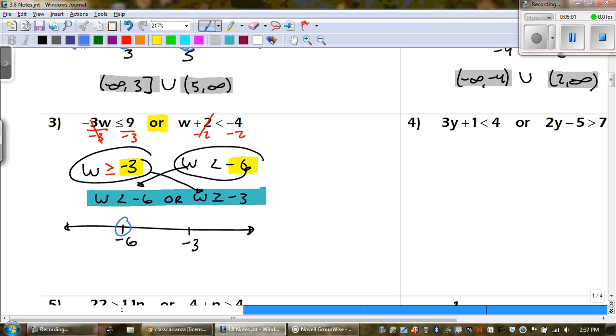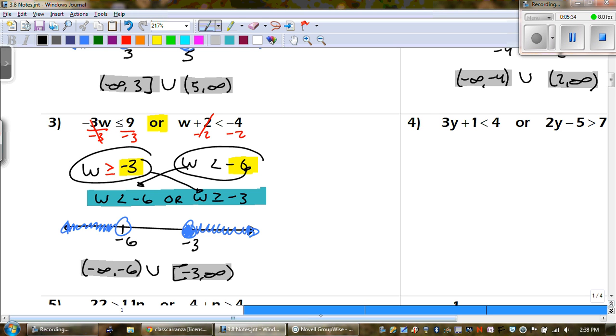At negative 6 we're open, and we shade to the left. At negative 3, we're closed, and then we shade to the right. Okay, so we start at negative infinity and go to negative 6. Union, we're closed at negative 3, and that goes to positive infinity.